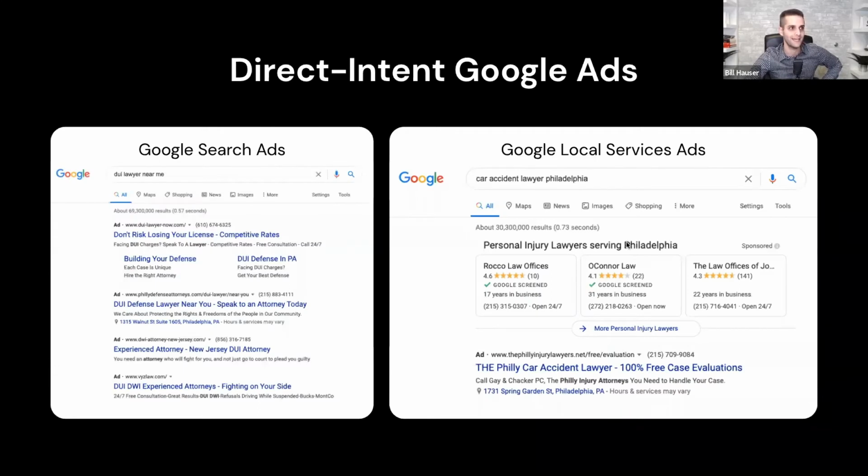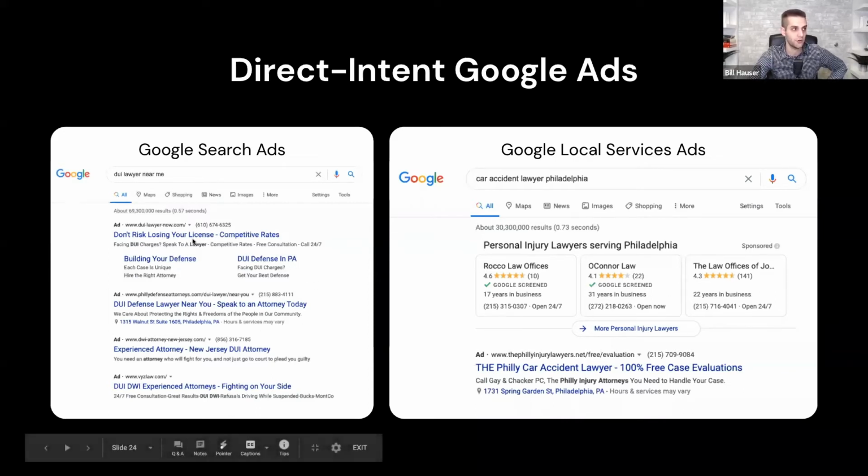So direct intent Google Ads, let's talk about these real quick. Direct intent is when a potential legal client goes right to Google and immediately types in a term that includes the word lawyer, attorney, or law firm. These are usually the most common searches when people are mindlessly searching on the internet for a lawyer. So you can see the local services ads showing up horizontally here, and you can see the search ads showing up here on the left for DUI and car accident. These are called direct intent Google ads.